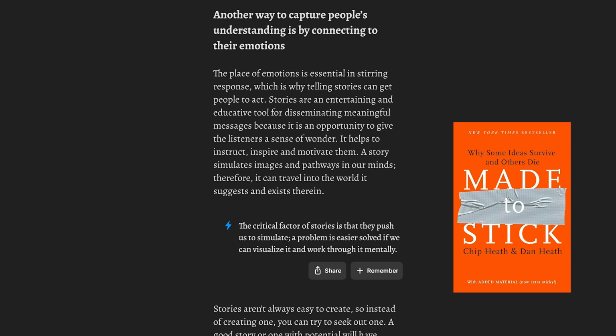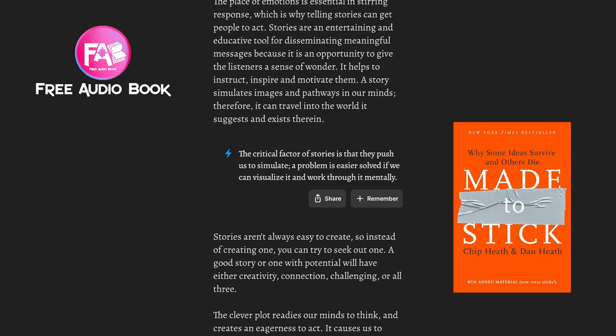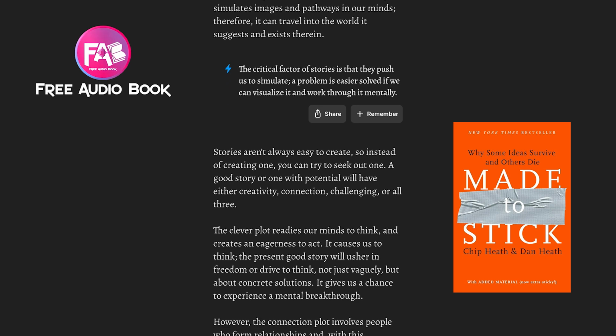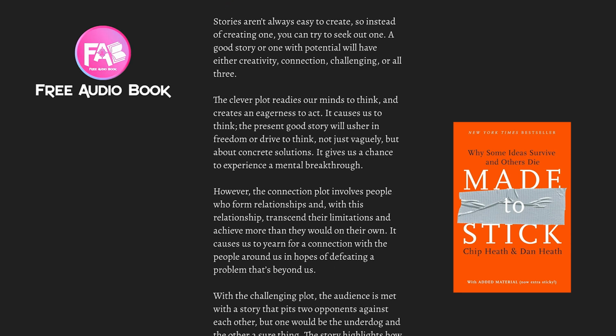A story simulates images and pathways in our minds. Therefore, it can travel into the world it suggests and exist therein. The critical factor of stories is that they push us to simulate. A problem is more easily solved if we can visualize it and work through it mentally. Stories aren't always easy to create, so instead of creating one, you can try to seek out one. A good story, or one with potential, will have either creativity, connection, challenge, or all three.